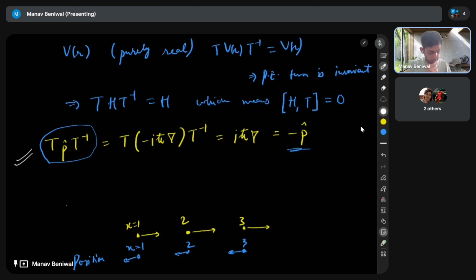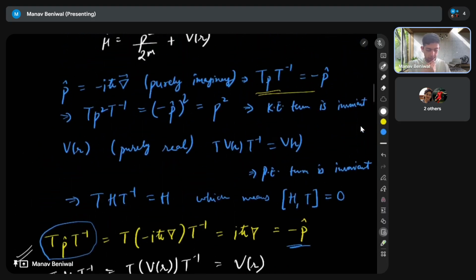Okay, so since r is real, if we do this T V T inverse, we get T V of r T inverse. Now operating T here, because it is a purely real number, its conjugate remains the same, right? So it is just V of r. So we don't have any minus sign or anything.